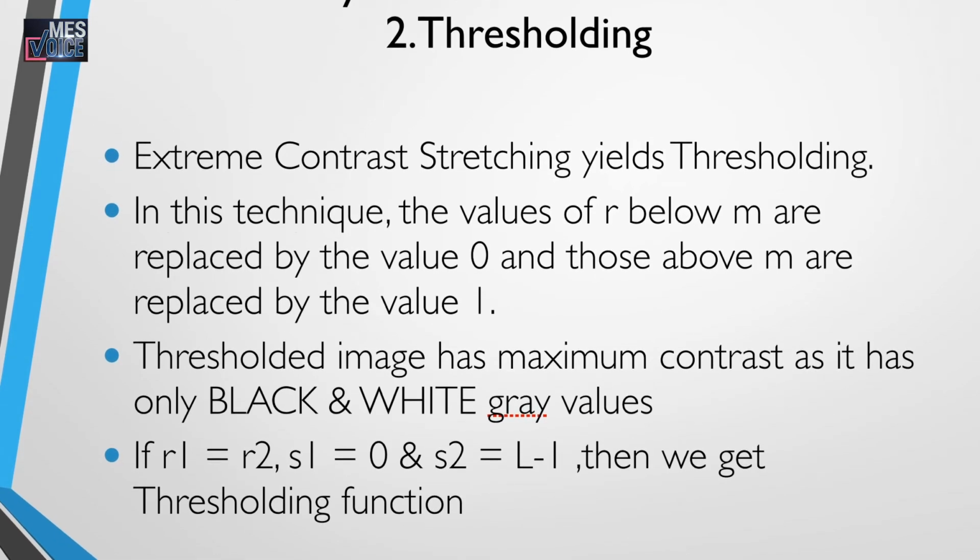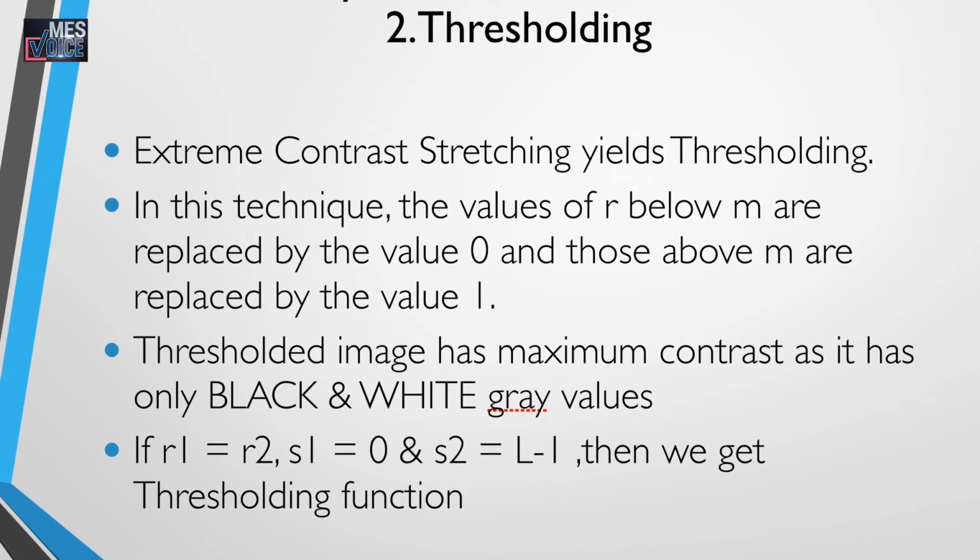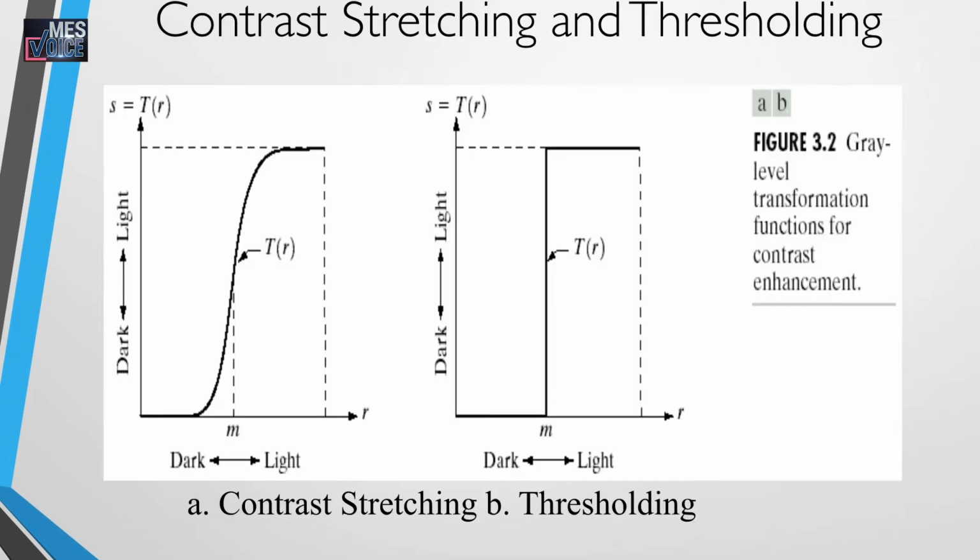That is, in the above case, if R1 is equal to R2, S1 is equal to 0 and S2 is equal to L minus 1, we get a thresholding function. In the figure, you can see the examples of contrast stretching and thresholding.